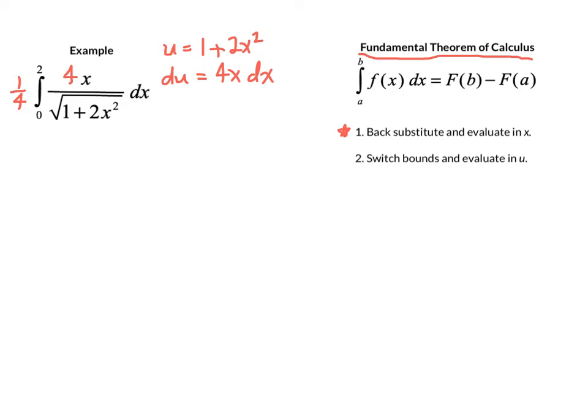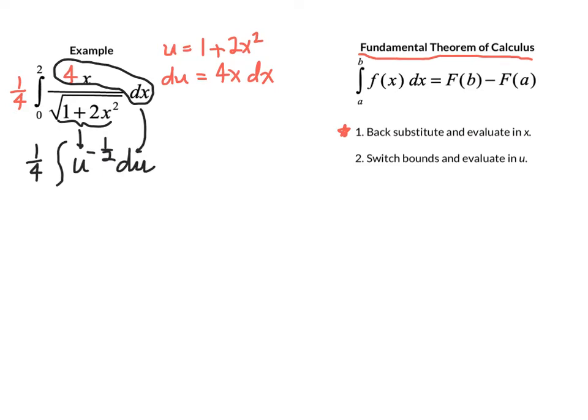So when we do that, this is our integral, 1/4 times the integral of, this is going to be u to the negative 1/2. We have the square root in the denominator, so we have u to the negative 1/2. That's this part. And then the 4x times dx is the du in the integral. So we're looking at something on the order of 1/4 integral u to the negative 1/2 du.